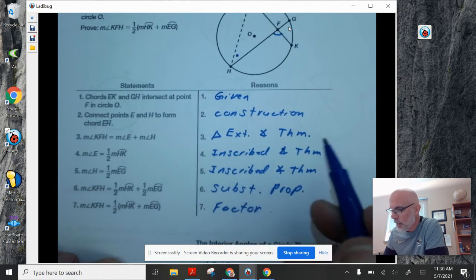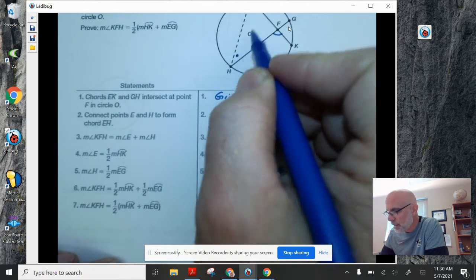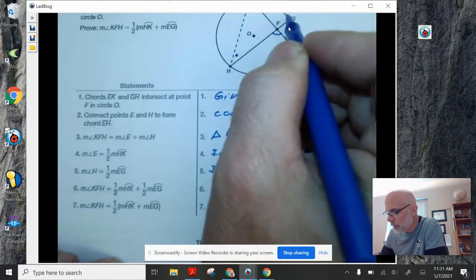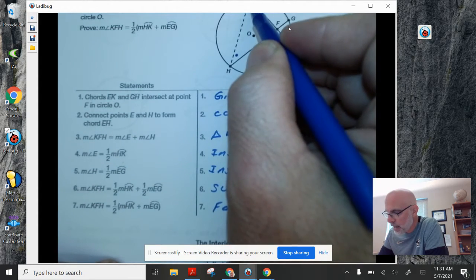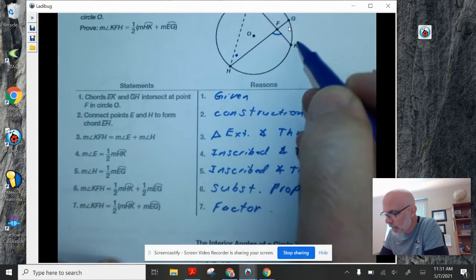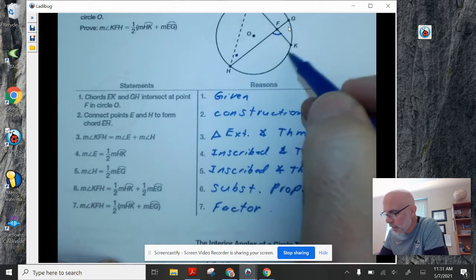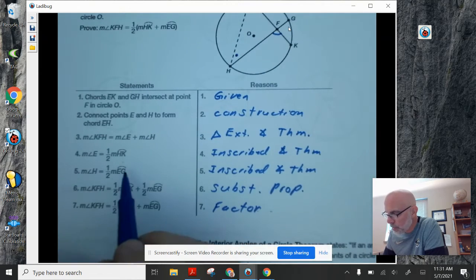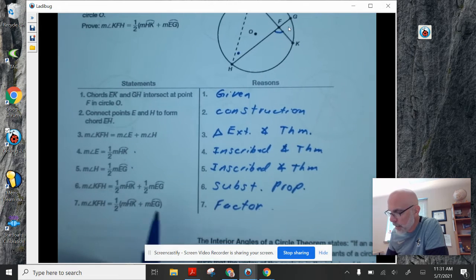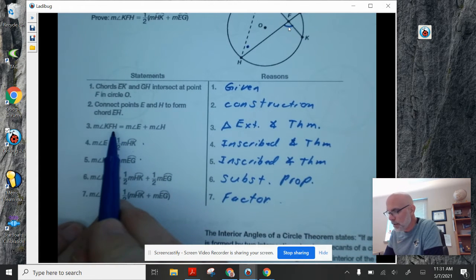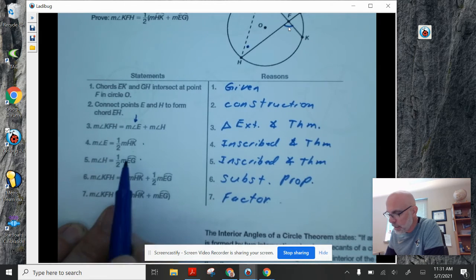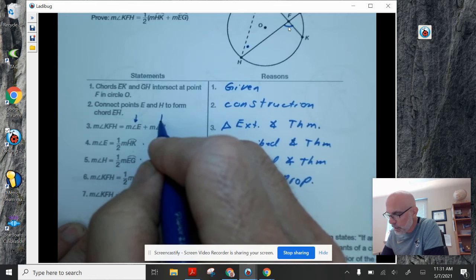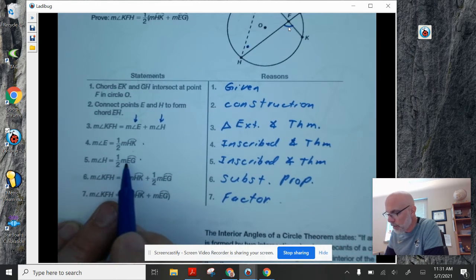Then we go ahead and point out, well, this one actually is half of arc EG, all right, and it says it right here. And this one opens up to HK, so it's half of arc HK. That's the inscribed angle theorem. So that's those two statements. And then what we do is we take statement 3, and we plug in for angle E. For angle E, we put this expression in there. And for angle H, I put this arc in there.